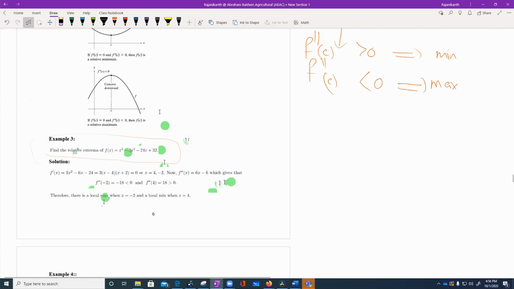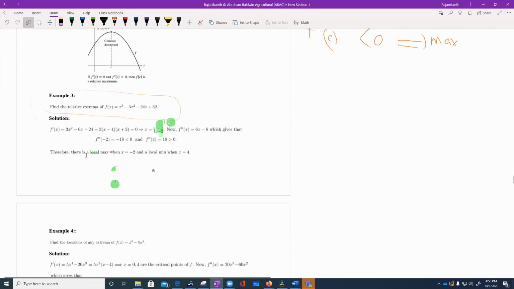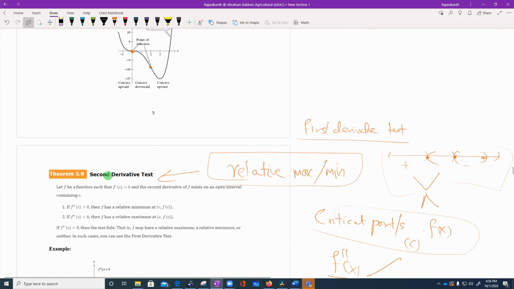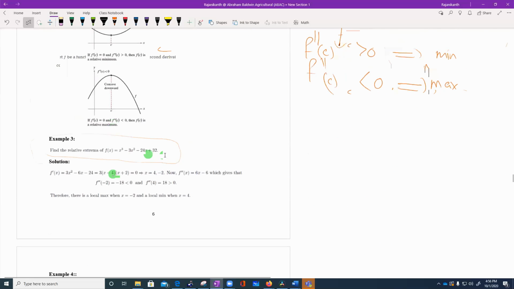Okay, so now things are very easy. What do you want to do? If you want to find the relative max min by using the second derivative test, first you should know the critical points. Therefore, we need to take the first derivative and set it to 0. So these are the two critical values we are getting, 4 and -2, right?